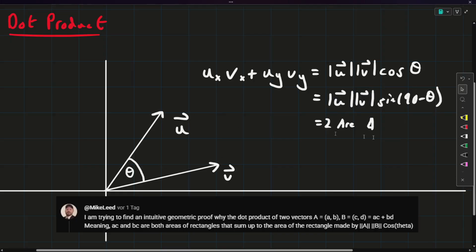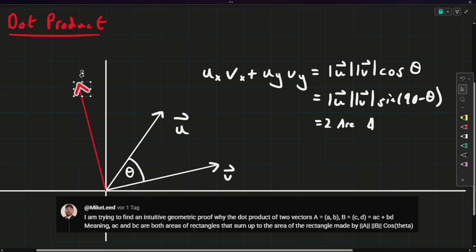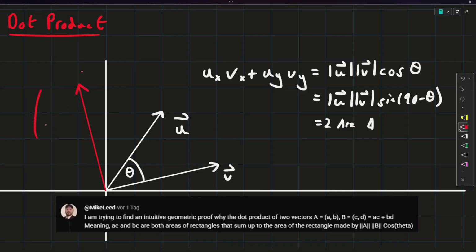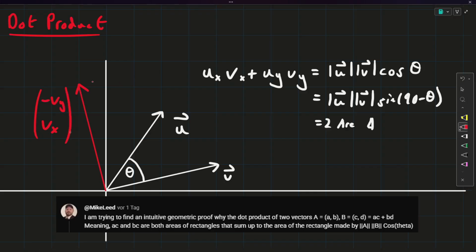But what does this look like on our diagram? Well, what we could do is let's rotate v by 90 degrees. So if we rotate v by 90 degrees, it might look like this. So you can see the longer side, which is the x value, has now become the y value. So the old x value is the new y value. So we have vx here. And then the old y value, that was the shorter side, is now the new x value, but it's also going to the left, so it's negative.